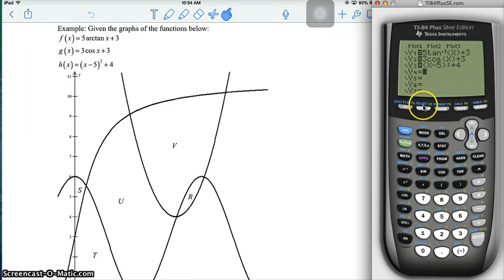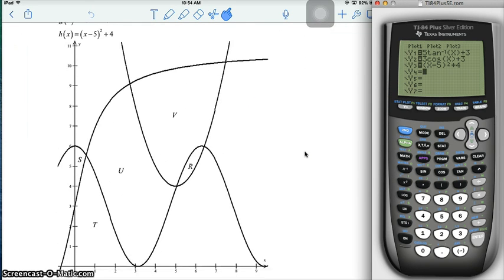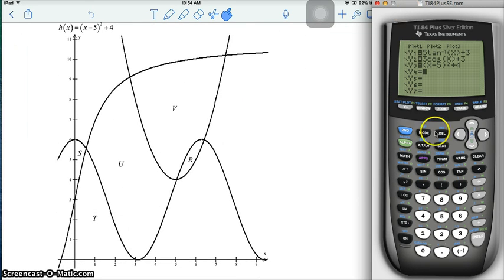Push enter. Now let's organize our window right here. As you can see, I moved it so you guys can see. X minimum, probably -1, yeah, something like that. Maximum, let's go with 10. Scale 1. Y minimum, let's go for -1. Y maximum, let's go for 11. Scale is still 1, and go ahead and graph.